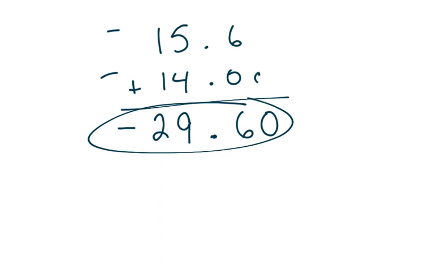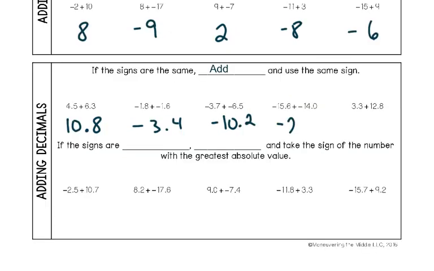I see some people put that. That's okay because there's zeros after these as well. So no matter what you do, you'll still get this answer. So negative 29.6. And then the last one is all positive. So your answer will be positive 3.3 plus 12.8.